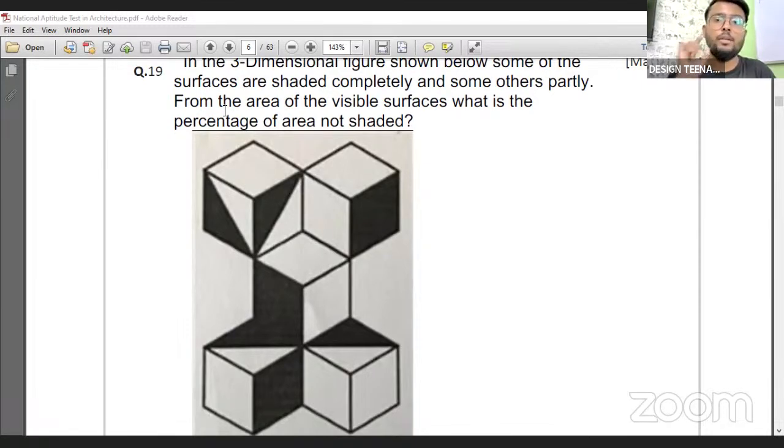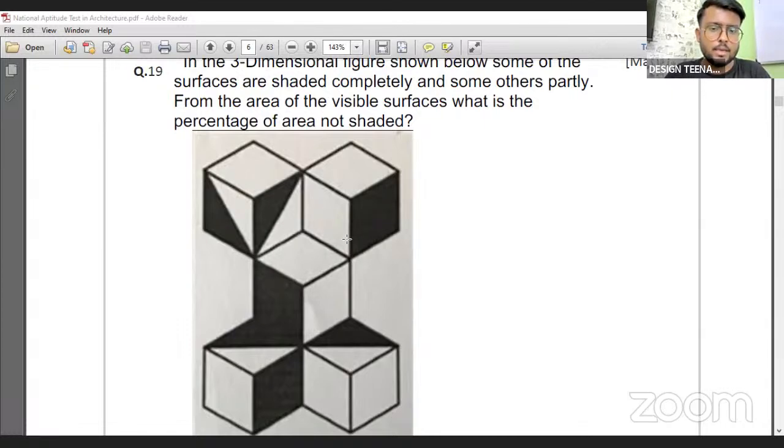First of all, you need to remember very carefully. Don't make this mistake in the exam, where you feel you have got a clue. All the surfaces which are not visible are blank. Read this question carefully: from the area of the visible surface, what is the percentage of area not shaded? Only the surfaces which are visible. So how many surfaces are visible?